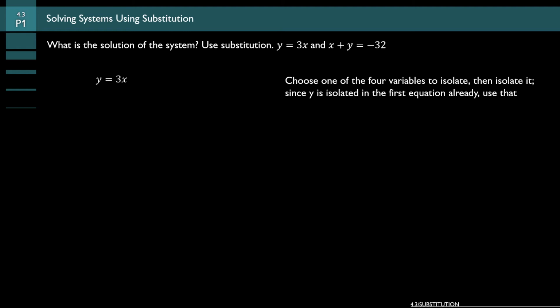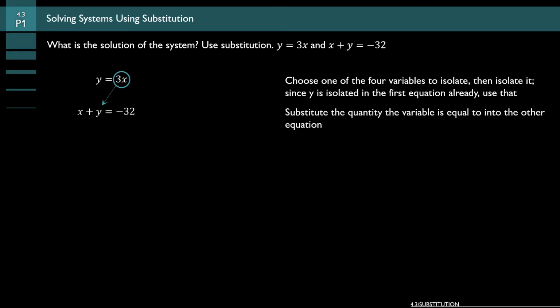So what we're going to do is we're going to take that 3x and we're going to substitute that in for the y in the second equation. So instead of having x plus y equals negative 32, we're going to take that 3x, put it in for y, and we're going to have x plus 3x equals negative 32. Because we've now substituted a value that we know is equal to y, but it has the variable of x, we now have only x's in this equation. And because we only have a single variable in the equation, we can now solve for that variable.